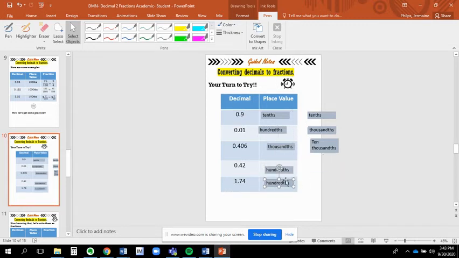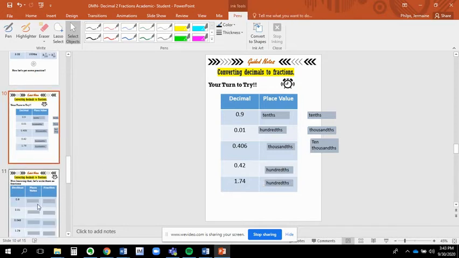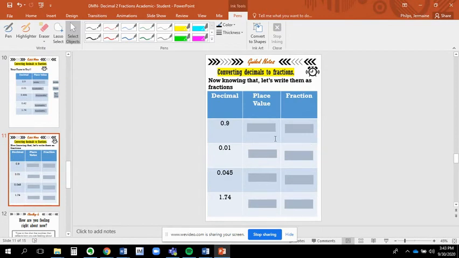So now with this knowledge that we have, now that we know the place value, let's practice making them into fractions. Just like you said, we know that this one was going to be 9 tenths. I know that my fraction is going to have a 10 for the denominator because it's in the tenths place. And then whatever my decimal is will be my numerator, so it just becomes a 9.